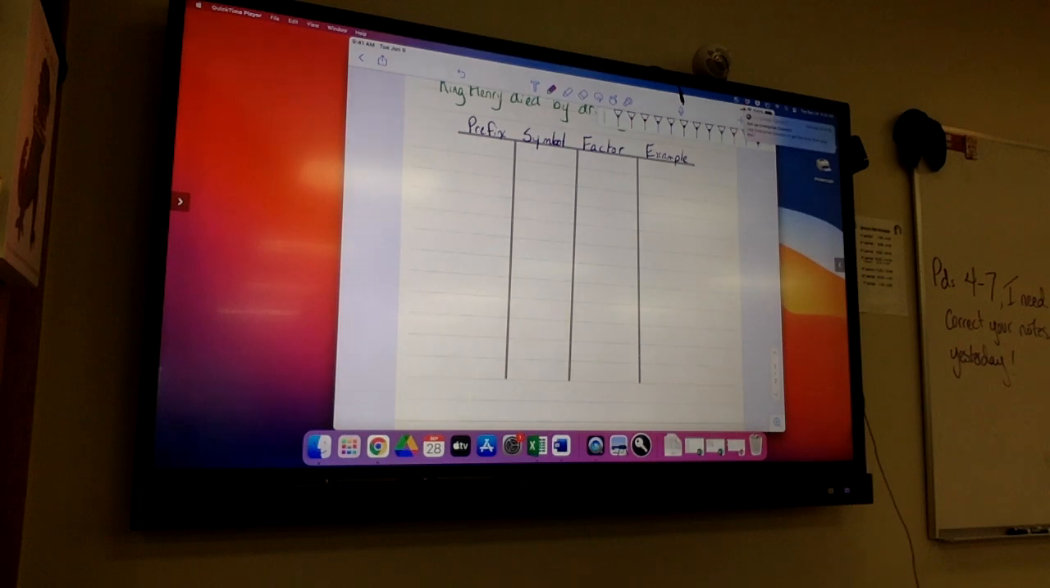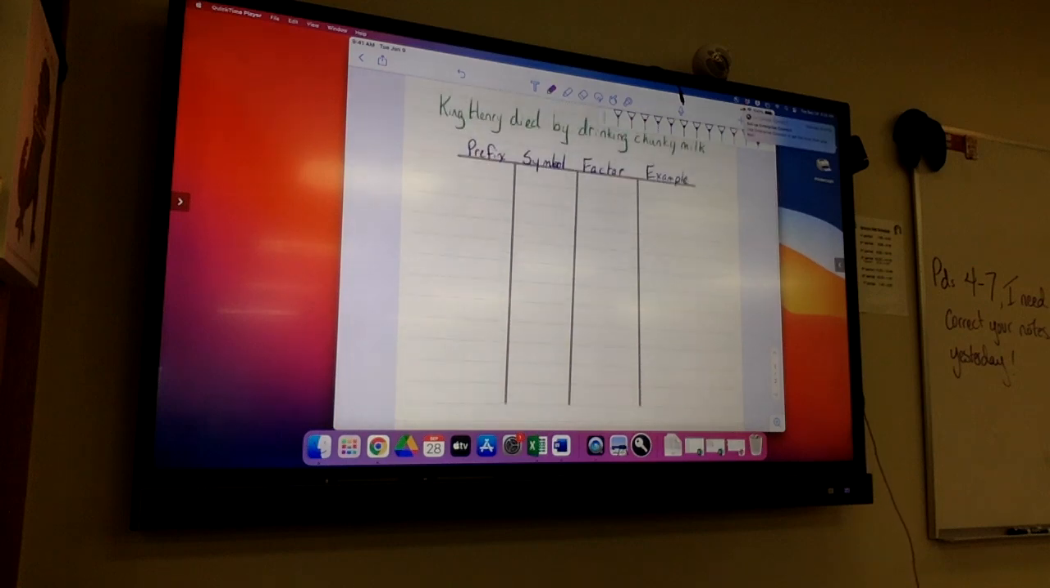So king stands for what? Metric system. What do you think king stands for? Kilometer. Kilo. Good. Very good. So kilo is your first prefix. The symbol is lowercase k. Factor of 1,000. And an example could be kilometer.